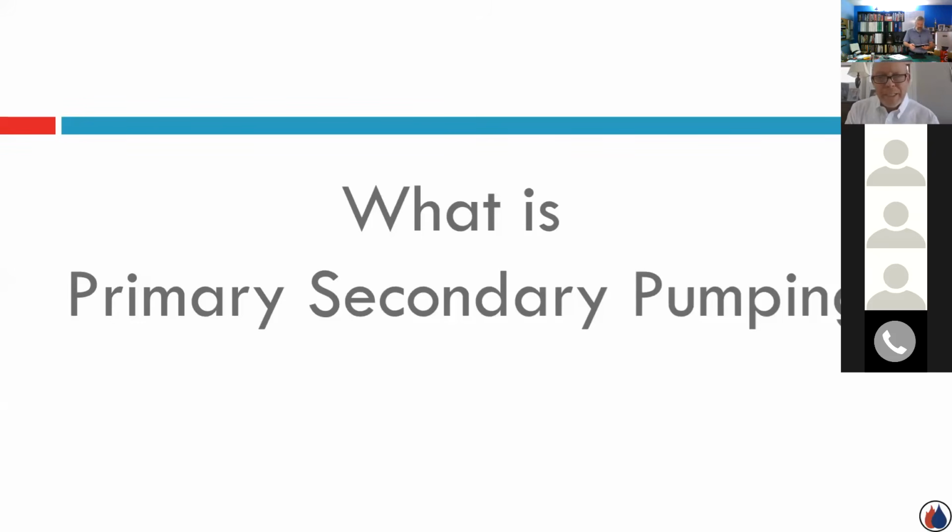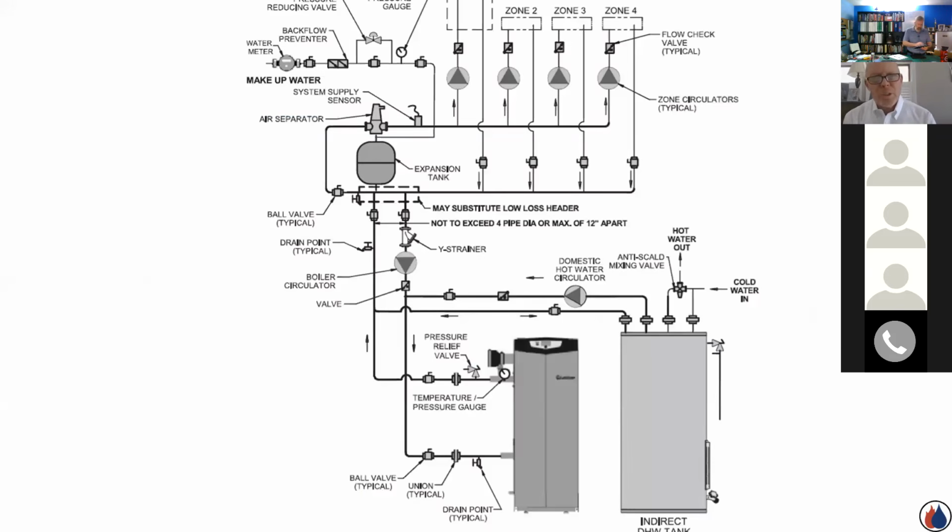So what is it? What is primary secondary? I'm just going to go through a couple quick examples here, but you could go through almost every current boiler manufacturer and go through their installation manual. And you'll see drawings, something similar to that.